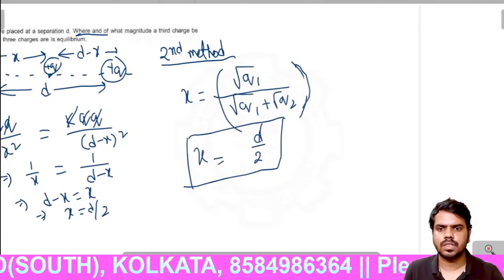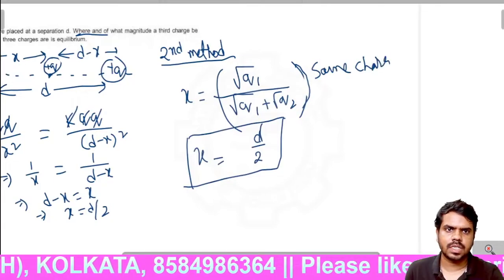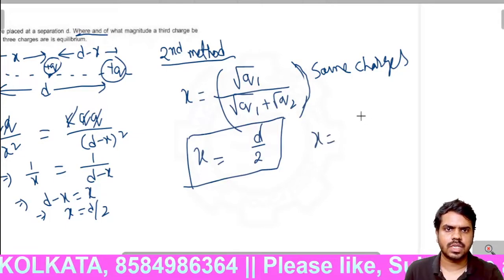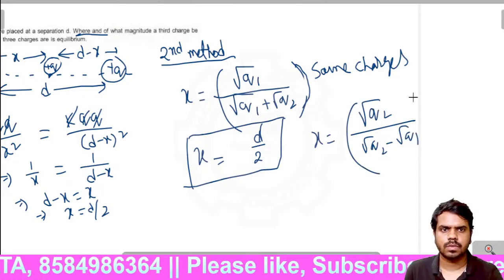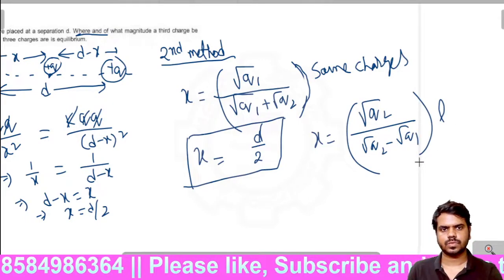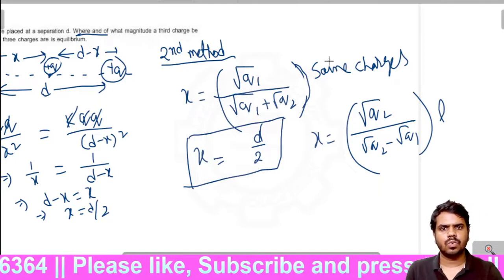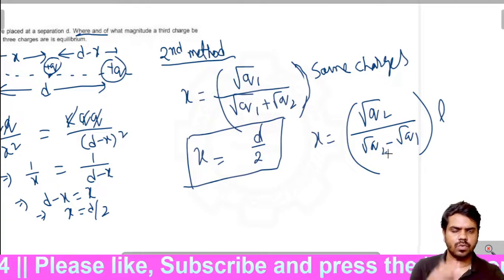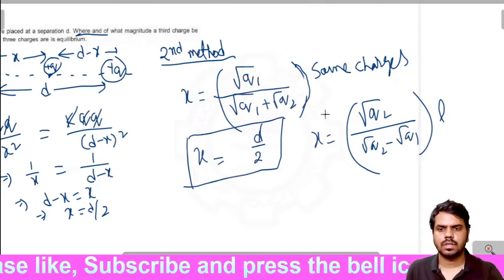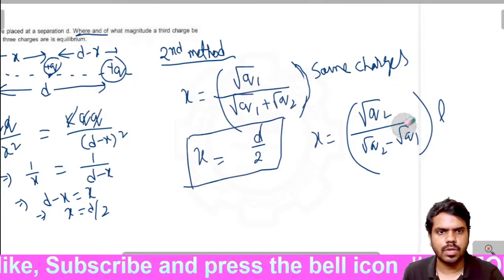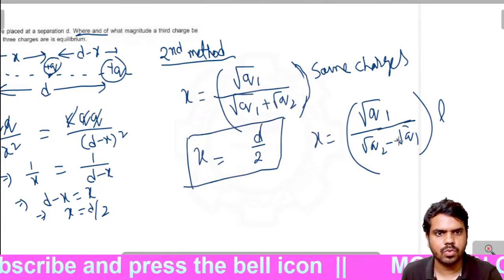This is the formula for same charges, and there is another formula for opposite charges. Here we assume that q2 is the bigger charge and q1 is the smaller charge. Sorry, actually the formula is root q1 by root q2 minus root q1, into L.